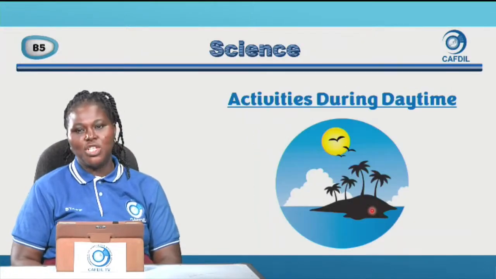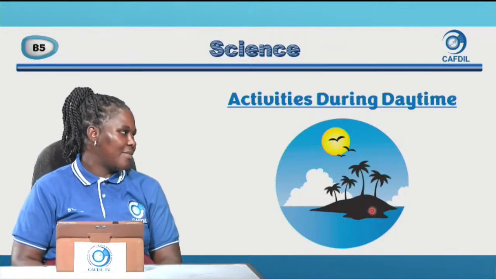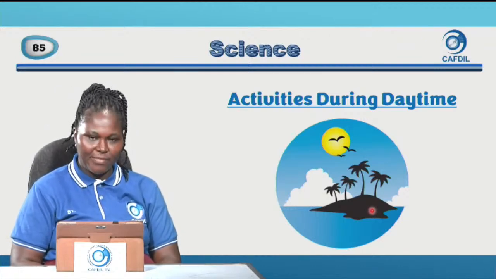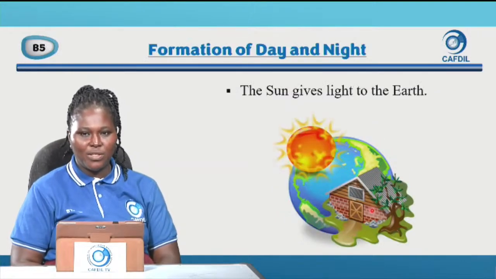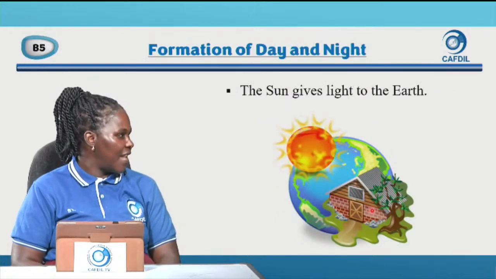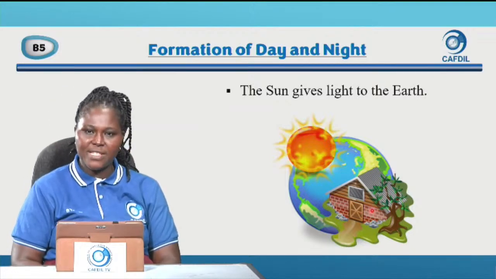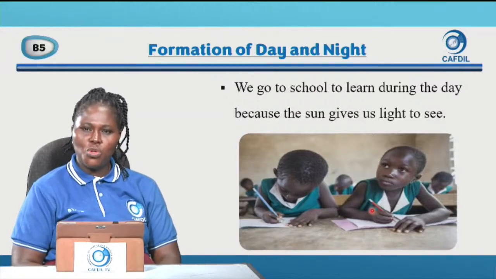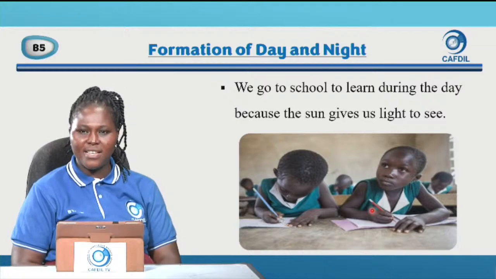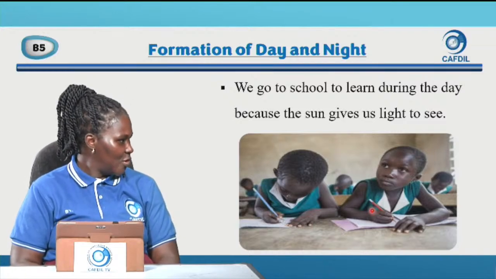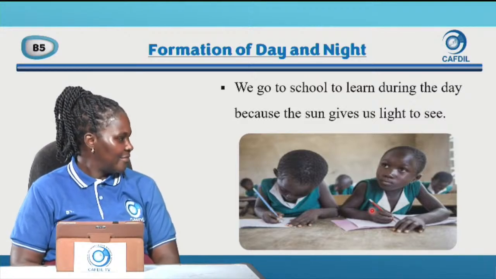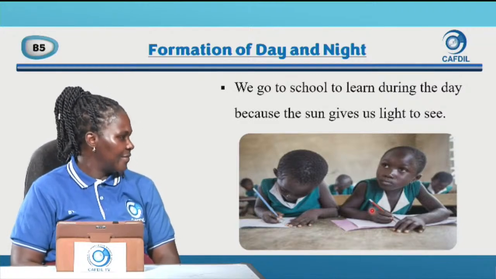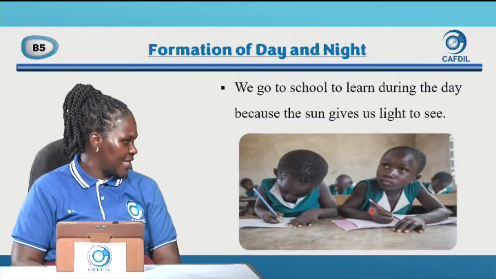Now we are coming to look at some of the activities that can be done during daytime. So let's start. The sun gives light to the earth. During the daytime, we go to school to learn, because the sun gives us light to see. You can see the children learning, writing, because of the light from the sun. In the daytime, they can see clearly and they can write well.